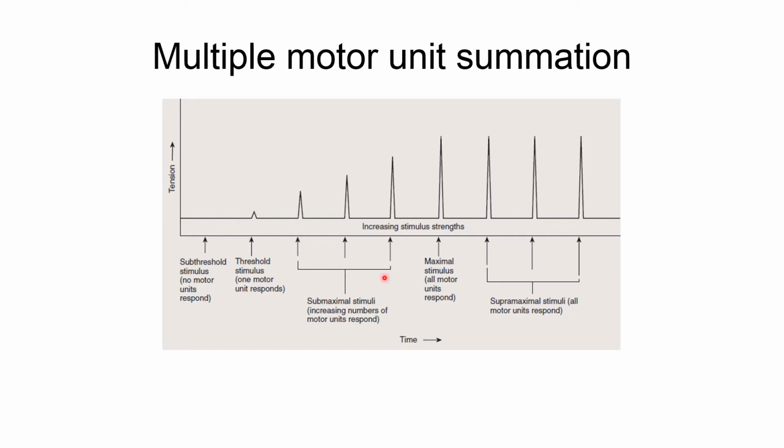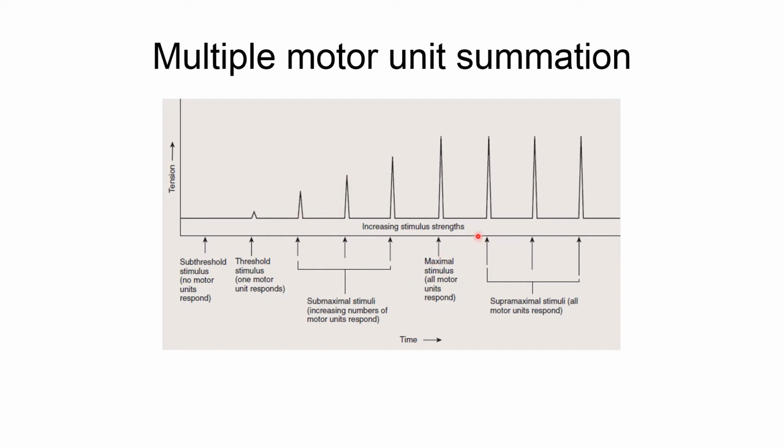And when submaximal stimuli are reached, these submaximal stimuli can be of any grade, so they may increase the force of contraction, producing different levels of force of contraction. Because the submaximal can be of any level, less than maximum, they are recruiting different numbers of motor units, contracting different numbers of motor units.